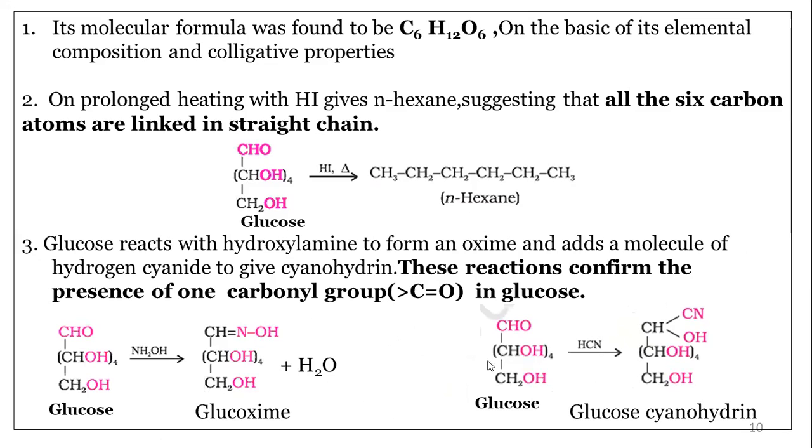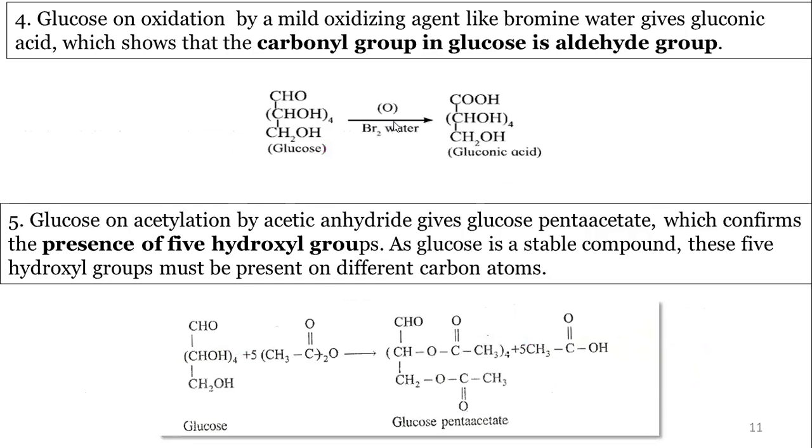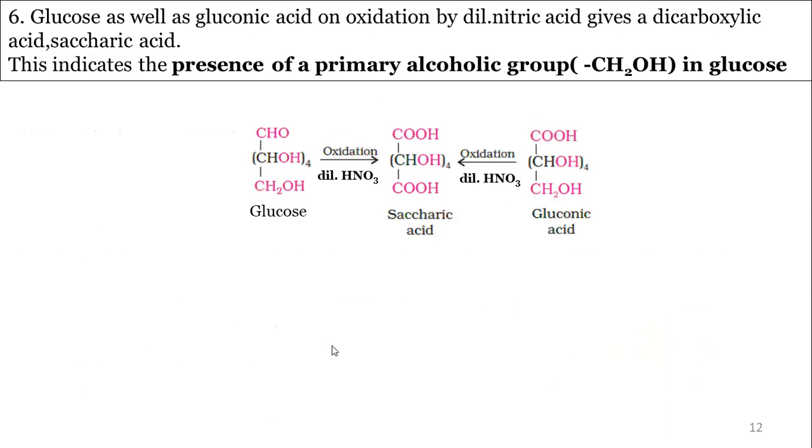So these reactions we have to study. 10 वेळा लिहून बघा. Again and again make a practice of this reaction. Glucose reacts with HI, glucose reacts with hydroxylamine, glucose reacts with HCN, glucose reacts with bromine water, glucose reacts with acetic anhydride. So this is very, very important. And the last one, this is a reaction with dilute HNO3.